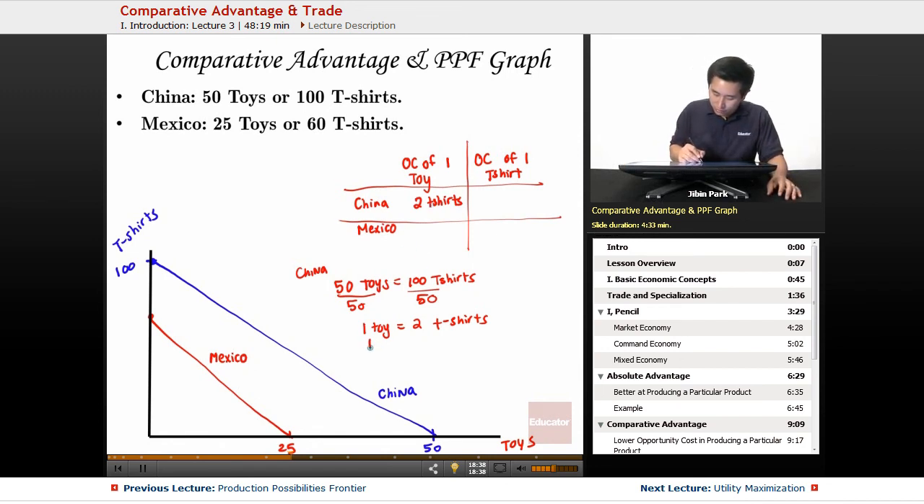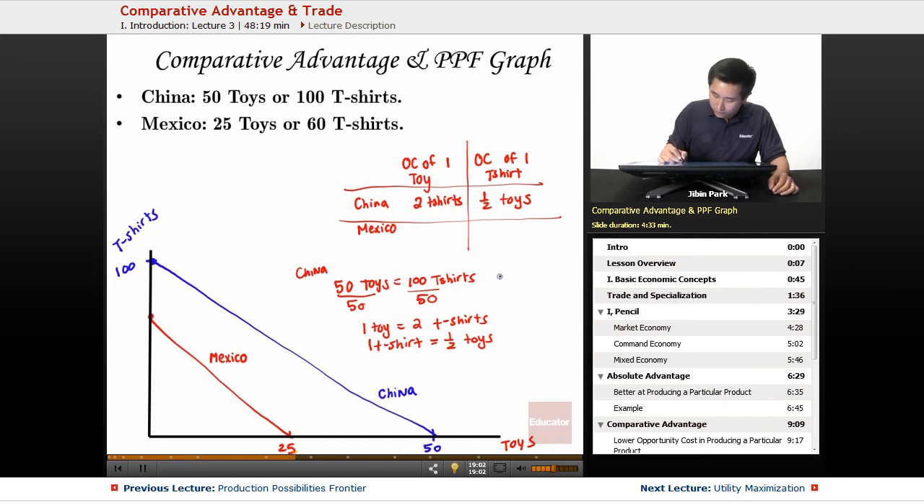And the opportunity cost for one t-shirt, remember, is the reciprocal of 2, which is 1/2 toys here. So the opportunity cost here, actually this is for China still, it would be 1/2 toys. Okay, so these two numbers are going to be reciprocals of each other. So if it's not, then you must have done something wrong here.